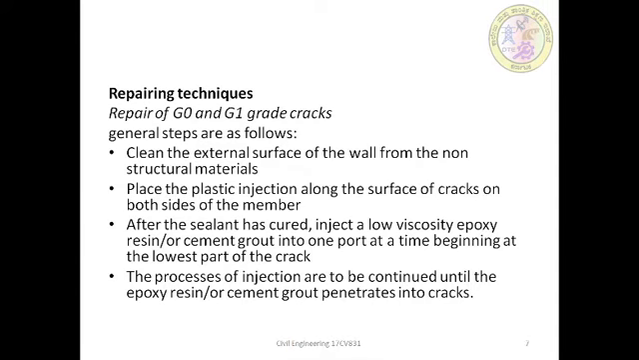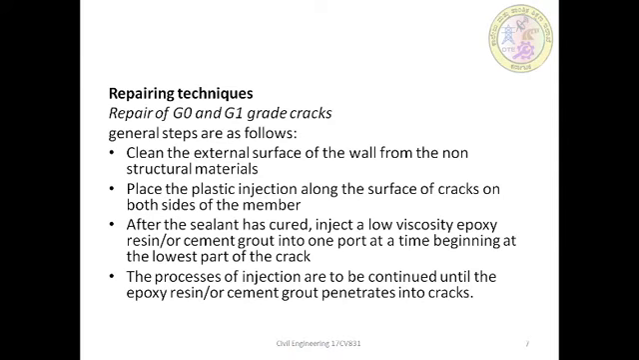For fine cracks up to 1 mm width, epoxy injection is preferred. Whatever the procedure, we can see it as per IS 13935, and the general steps are as below. The first is to clean the external surface of the wall of non-structural material. Then place the plastic injection ports along the surface of the crack on both sides of the member, and secure them in place with fast binding mortar. The center to center spacing of these ports may be approximately equal to the thickness of the element.